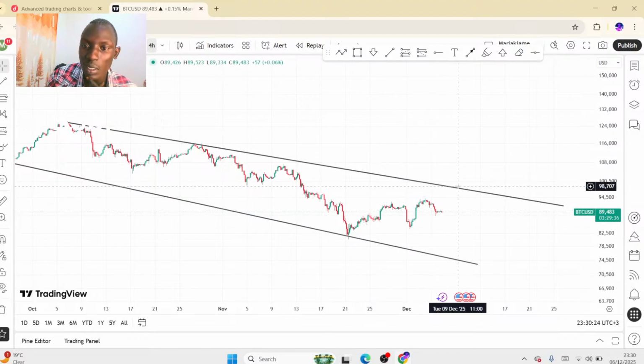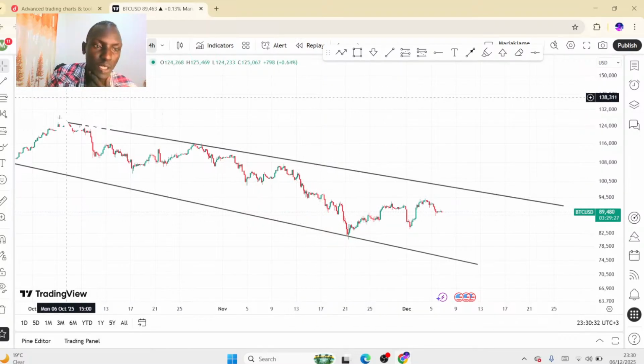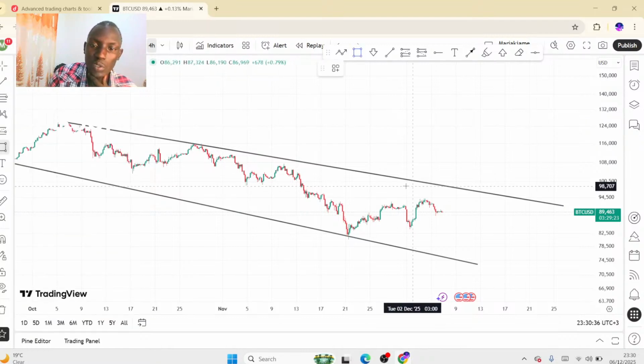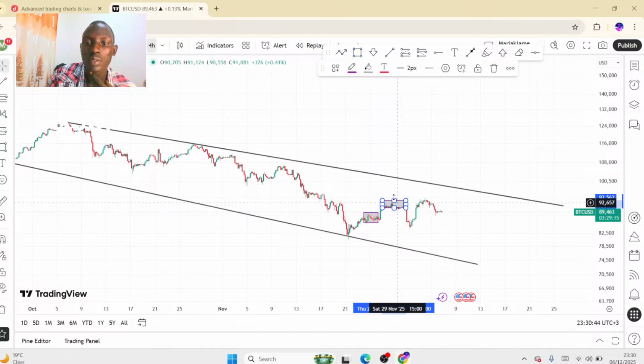But this market, I don't think it will pull back. Why do I say so? We are seeing all this. It has been here, ranging here, ranging here. So these are the ranging markets. And I don't expect you guys to be trading a ranging market. This is a ranging market here, all this is ranging.